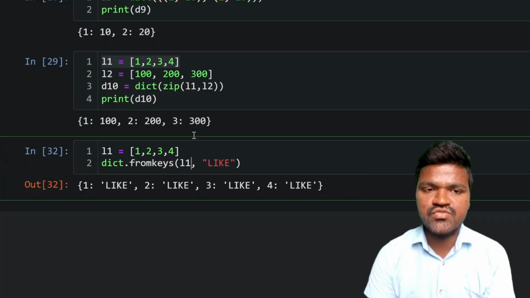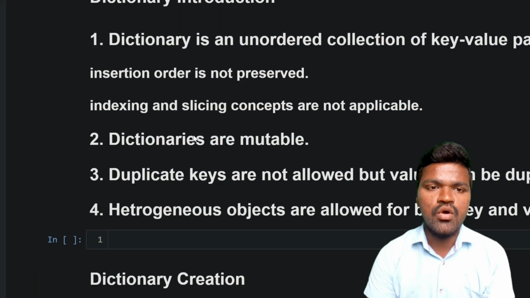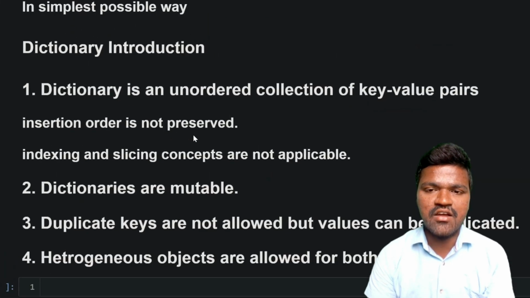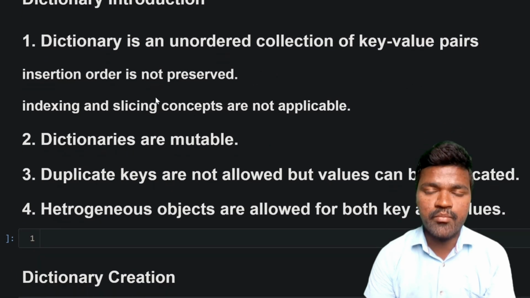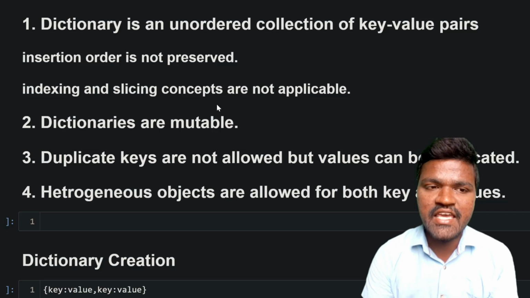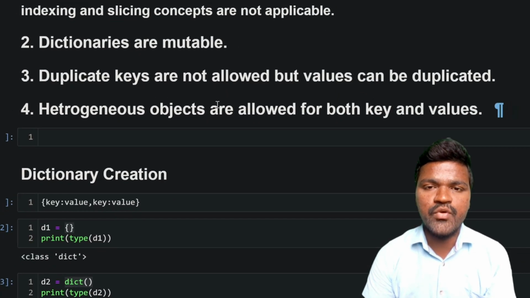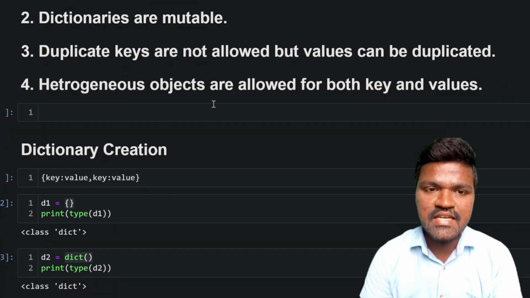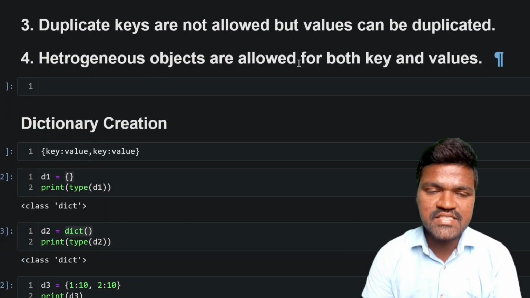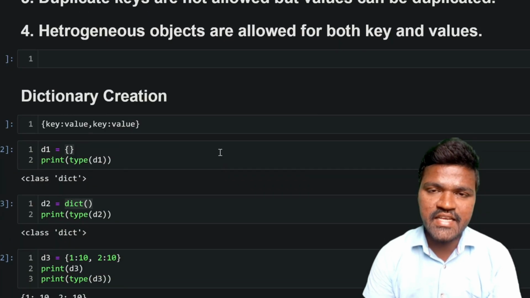So that's it for this video, and I will quickly wrap up what we have discussed. We initially started with the introduction of dictionaries, and we have seen all the important aspects of dictionaries. A dictionary is an unordered collection of key value pairs, and after that we understood dictionaries are mutable. Then we saw keys do not allow duplicates, and values can be duplicate. Heterogeneous element objects are allowed in both keys and values. All these things we have seen in dictionary creation, right?